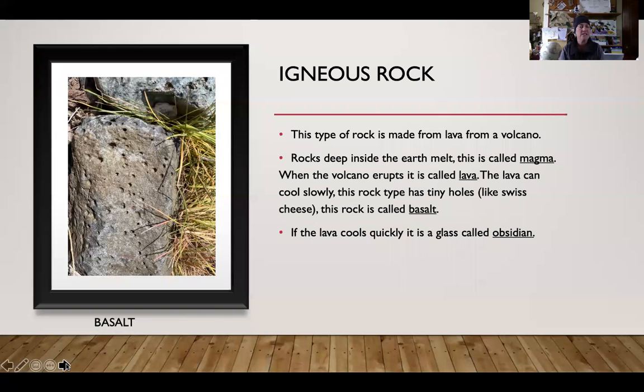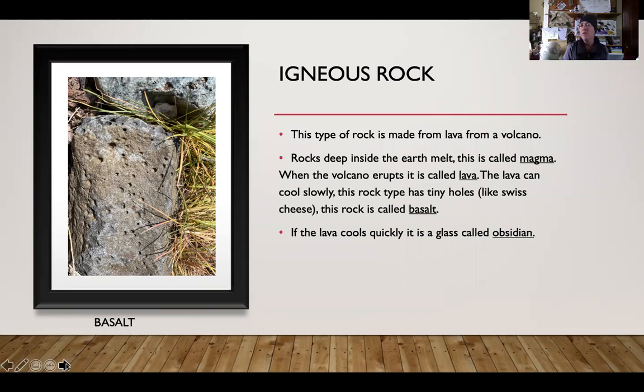So there's an igneous rock. Can you say igneous? Igneous rock. This type of rock is made from lava in a volcano. So rocks deep inside the earth melt. This is called magma. When the volcano erupts, it's called lava. And lava can cool in a couple different ways.